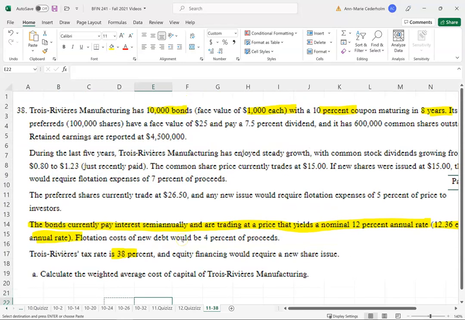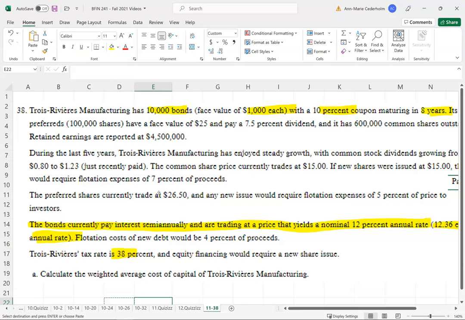So in this question, we're going to calculate the weighted average cost of capital. Now, the reason why this one is a bit tricky is because they don't give us the weight of the debt, the common shares, and the preferred shares. We actually have to calculate that first and then apply the costs and then calculate the weighted average.